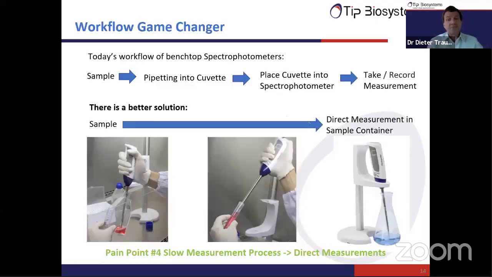Okay, so this is one of the main game changers that we introduced with the Photopette handheld spectrophotometer. In my opinion, as I mentioned to you before, we had benchtop instruments for decades and decades, and there were 2 big advancements.